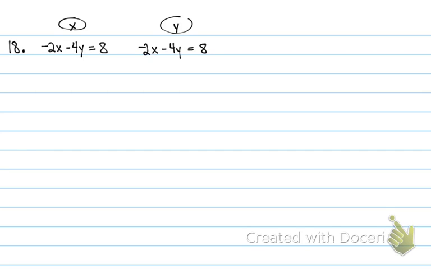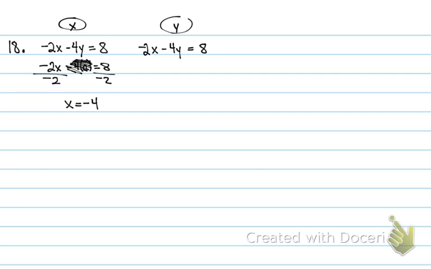0. All right, so on the first one, negative 2x minus 4 times 0 equals 8. Well, what's 4 times 0? 0. Cancels out. So to solve for x, I need to divide both sides by negative 2, and x equals negative 4. All right, so what is my ordered pair for my x-intercept?